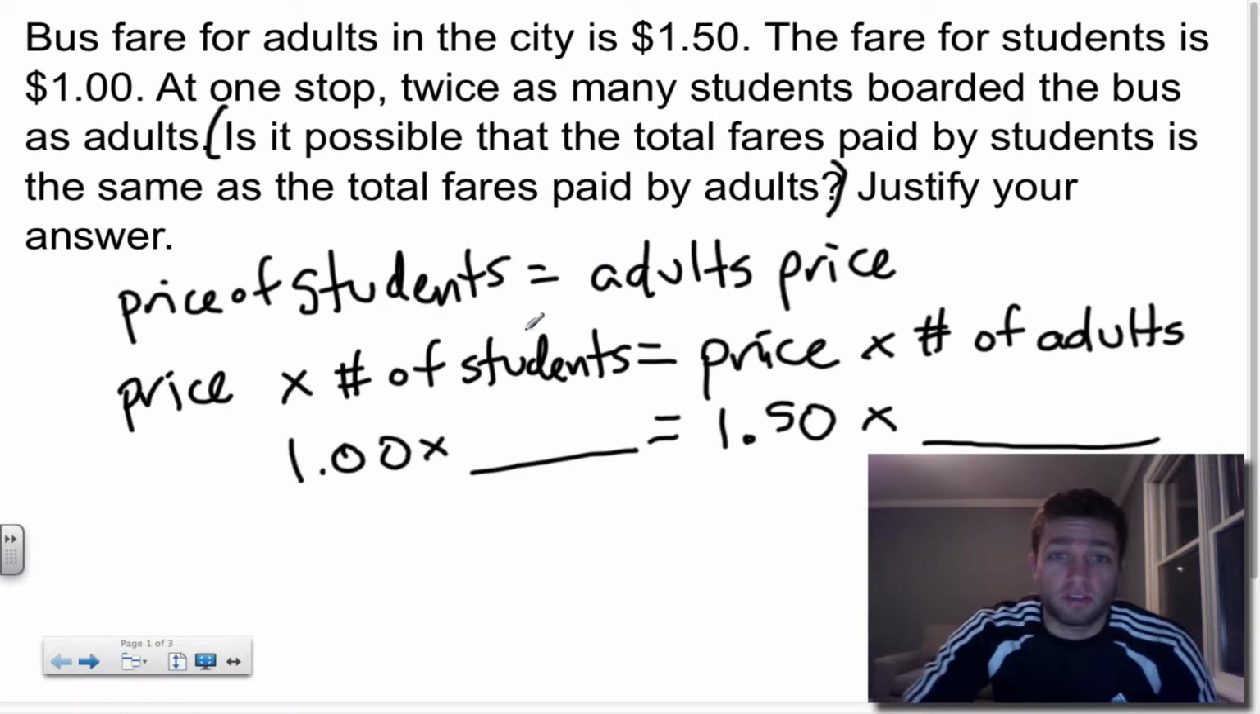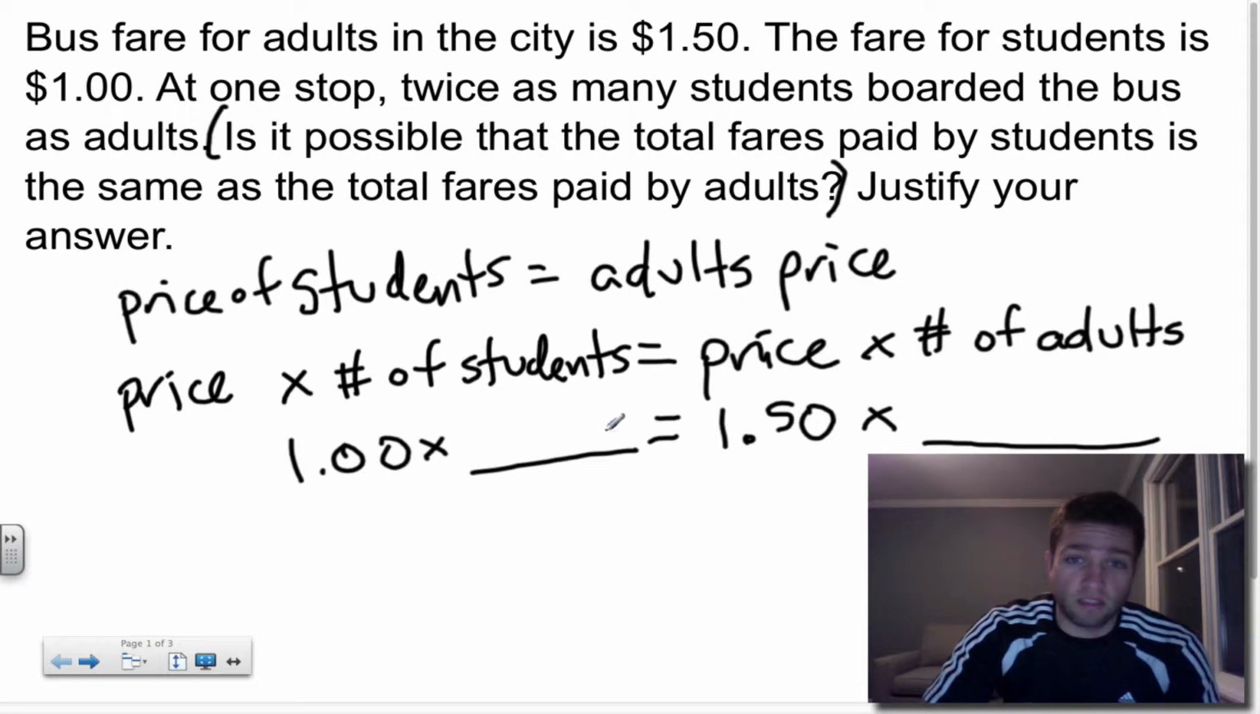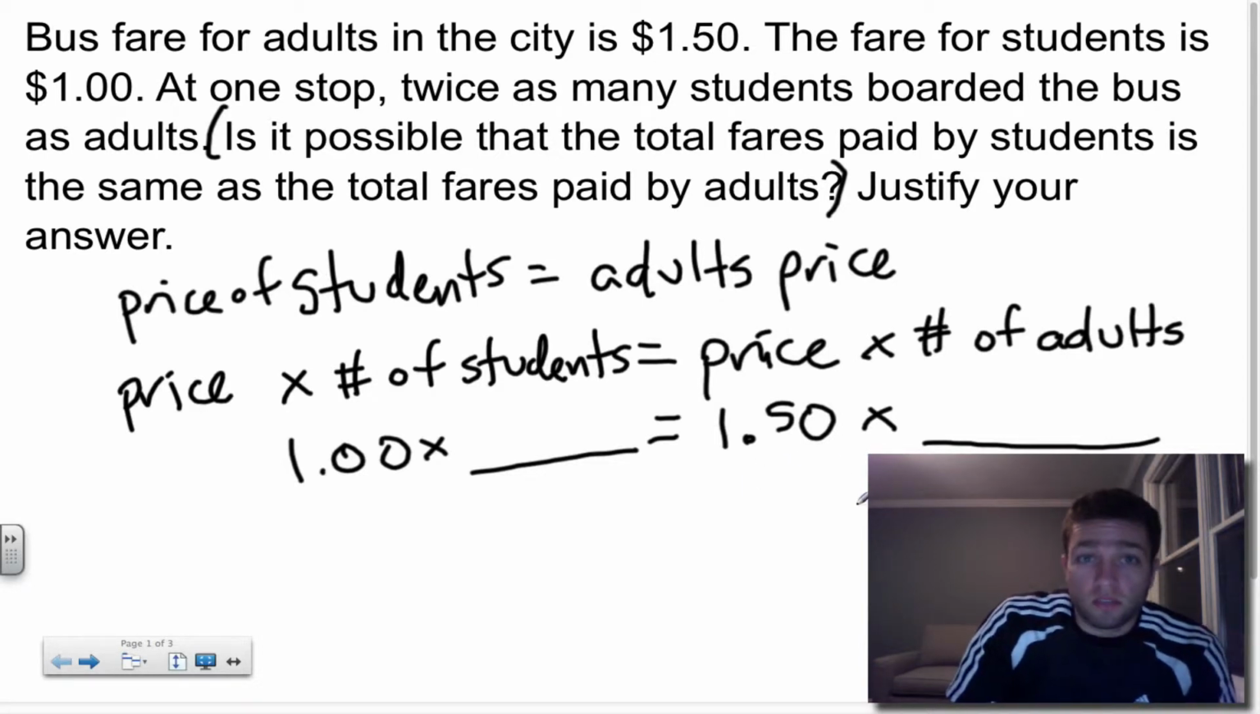Now, some of you are trying to just say, oh, let's plug in S for students and A for adults. But you can't do that because then you have two different variables, S and A. And if you have two different variables, you can't solve the problem. You can only have one variable. So we need to figure out what variable I can use that will work for both adults and students. So that's where this sentence comes in.